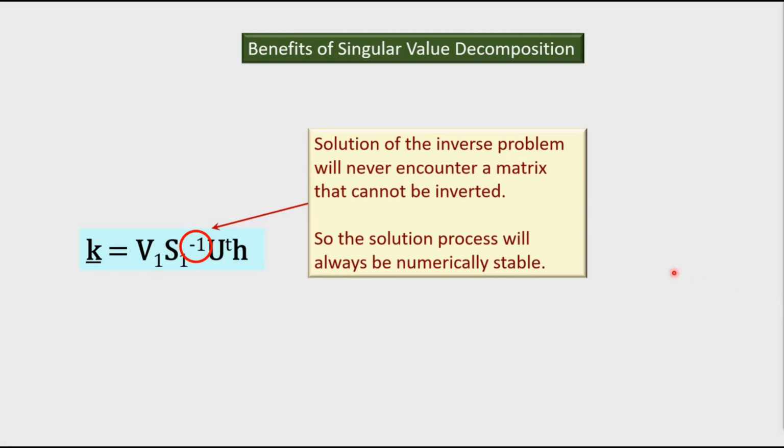So let's conclude this video by reminding ourselves about the good things and the bad things about singular value decomposition. The good thing, the best thing, is the fact that when solving an inverse problem, it gives us unconditional numerical stability. The matrix that we have to invert is designed to be invertible. We will not have any problems with inverting that matrix regardless of the ill-posedness of the inverse problem.